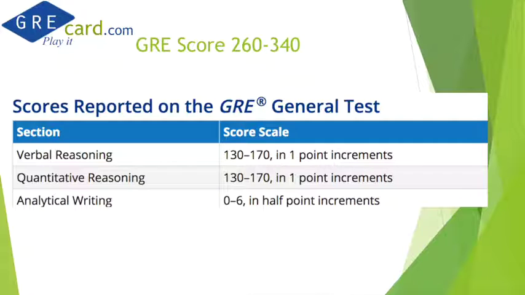Now, the total maximum marks you can get on the GRE is 340 and the minimum is 260. Each English and math section is scored between 130 to 170. So the highest you can get is 170 on each of the sections, and they add together to give you a score out of 340. The essays are scored separately from 0 to 6 in increments of 0.5, and the English and math sections are in increments of 1.